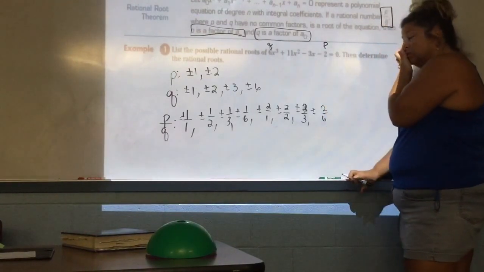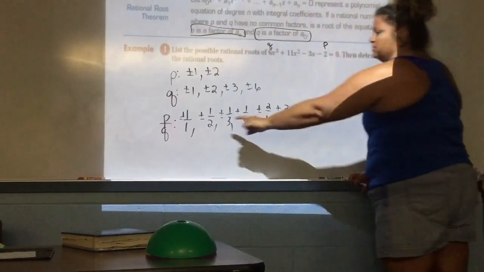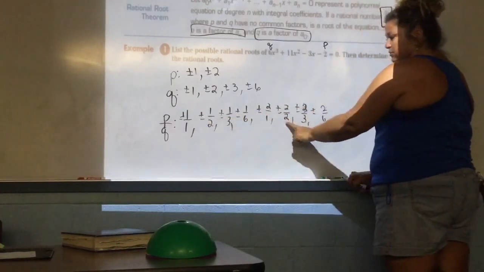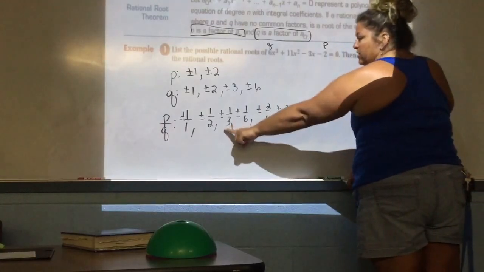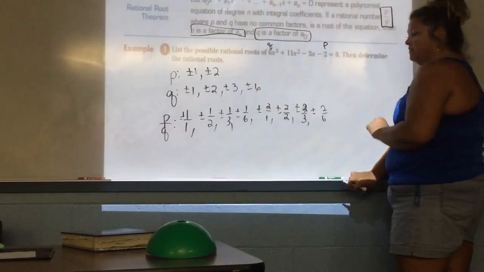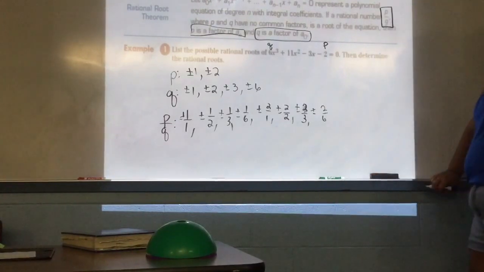Now, some of these reduce and they're repeats. Do you agree? Like this reduces to 1, this reduces to 1. Okay? This reduces to 1/3. We already have 1/3. Okay? And that's okay. It says then determine the rational root. So it wants to know the actual roots.